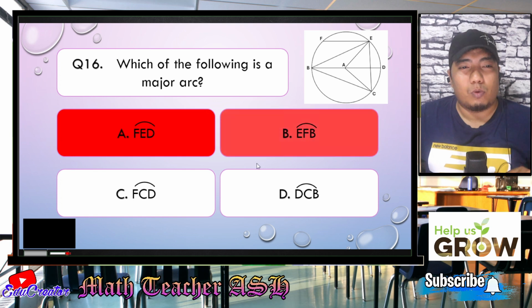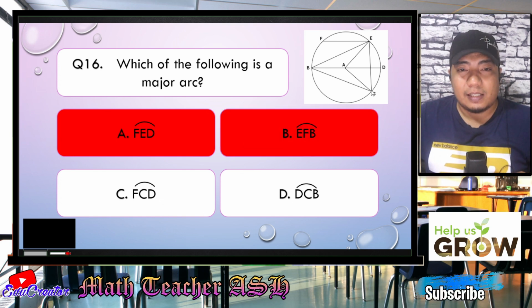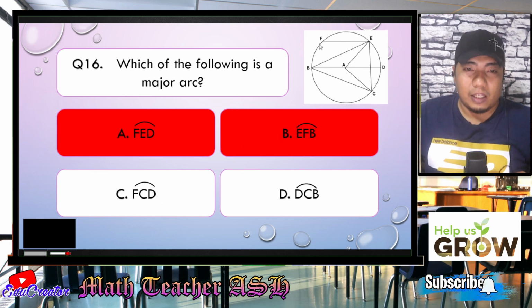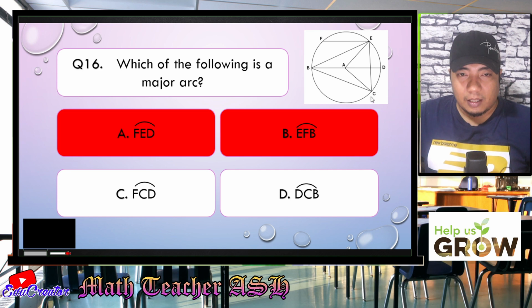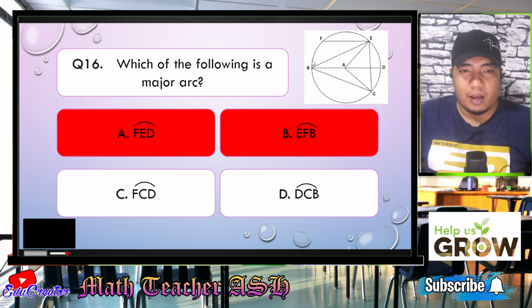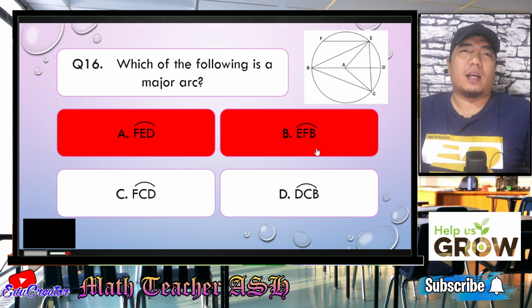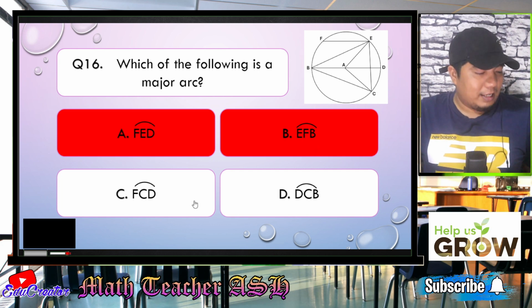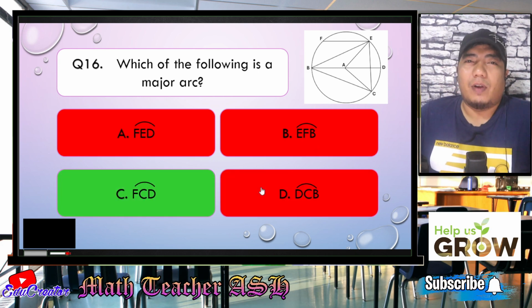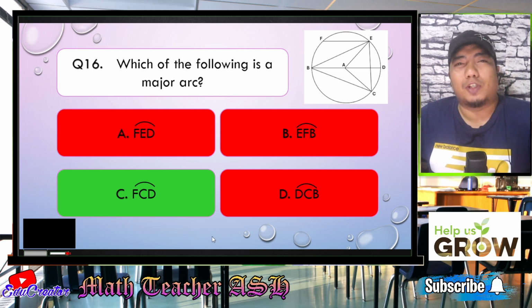So letter B is wrong. FCD. All right, so it is bigger, right? As you can see, this is already half of the circle. So going to F, FCD. So we already got our correct answer, my dear math learners, and that is letter C. Easy, right? Very easy. So now let us go to question number 17.